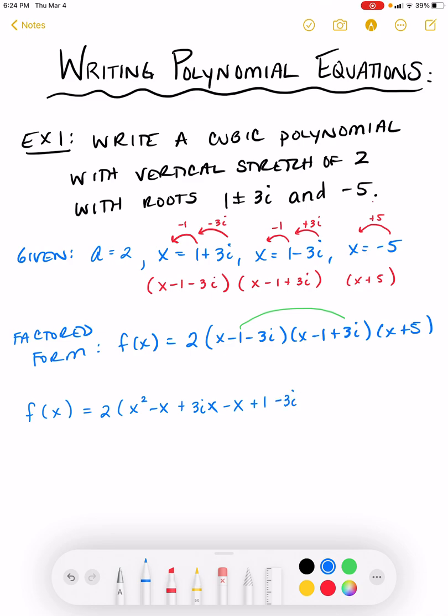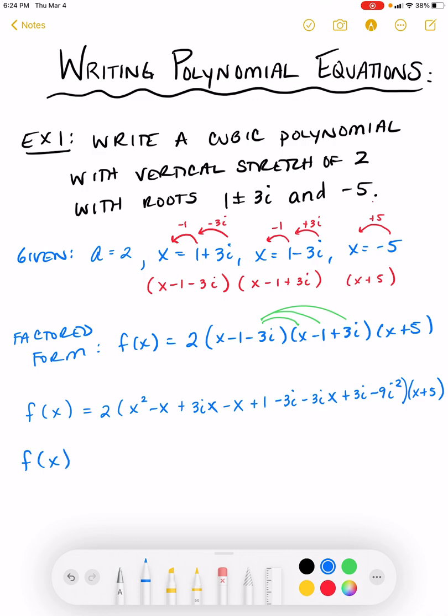Okay, so we're almost done. Now what we need to do is take the negative 3i and multiply it by all three terms. The result is going to be negative 3ix plus 3i minus 9i squared. Don't forget that i squared right there. That's really, really important. Then I'm going to close this parenthesis and bring down the x plus 5.